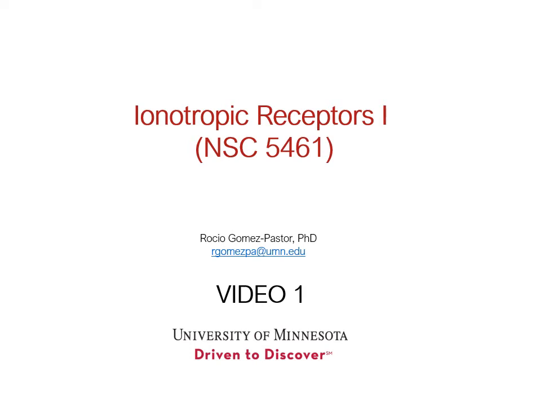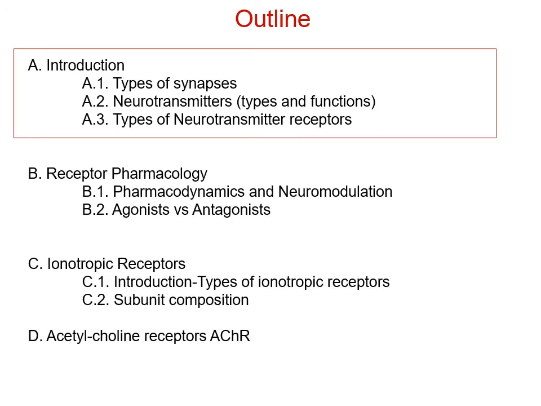This is the first video of the ionotropic receptors first lecture. In this introductory video, we will discuss very briefly the different types of synapses that we can find in the brain, different neurotransmitters, types, and their functions, and very briefly the different types of neurotransmitter receptors.